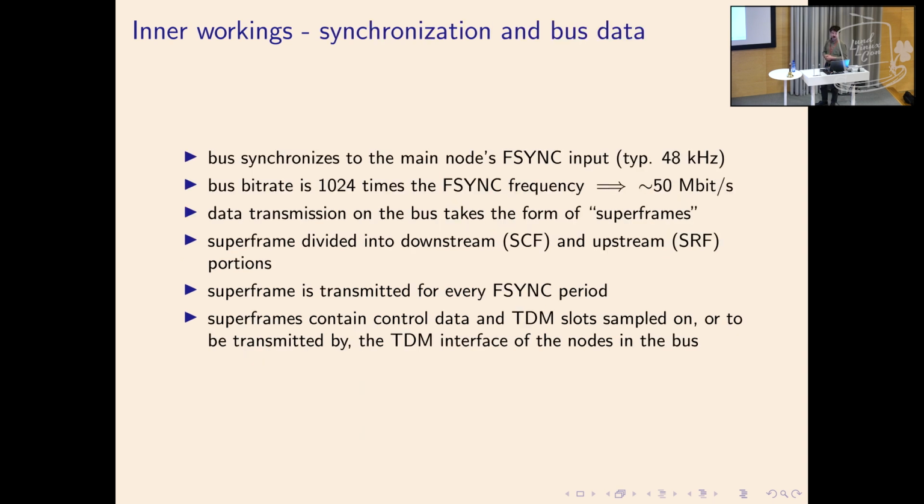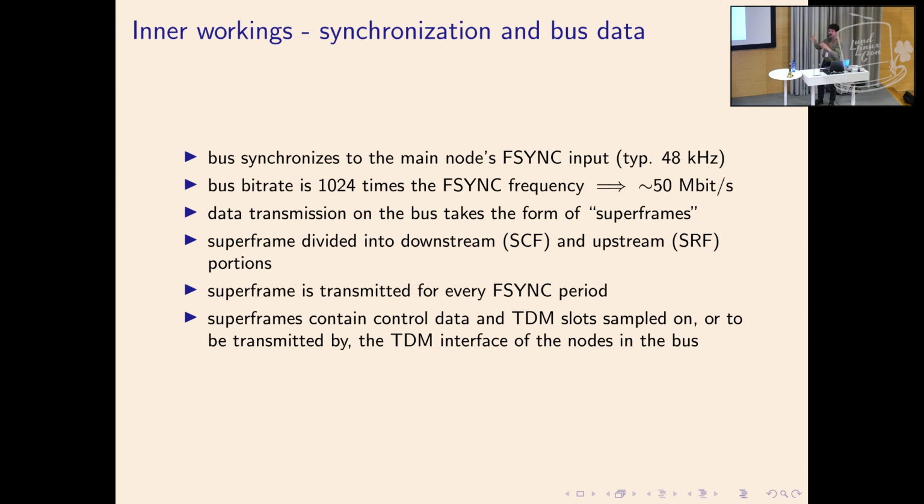Okay, so I'm not too into the details of the data structure that flows between the nodes, but ADI's documentation is pretty good, and I think it tells you most of what you want to know as a software developer. So the bus itself is synchronized according to this frame sync signal that I referred to earlier, and out of this you get a bit rate of about 50 megabits. The data itself takes the form of the so-called superframe. And the superframe is actually 2 parts.